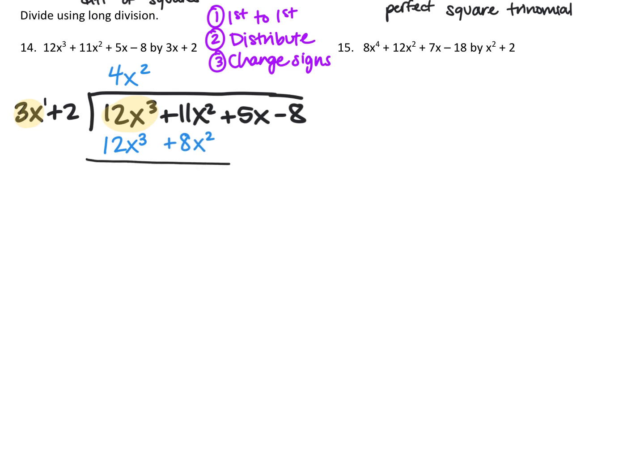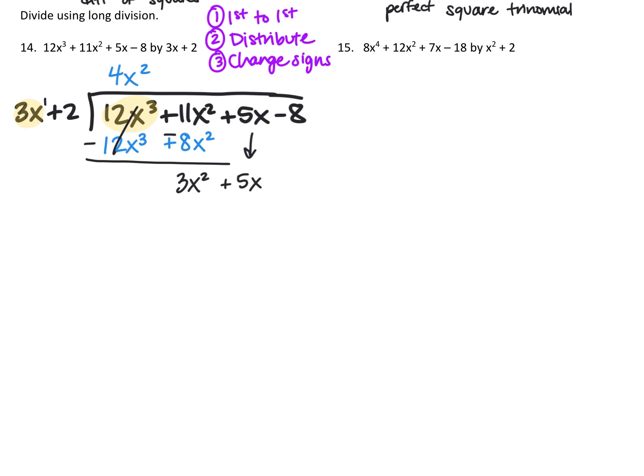Now we draw a line and change signs. The reason I'm changing signs is because I'm subtracting. That cancels out these two, and then I just do this operation here, which is technically adding: 11x squared plus negative 8x squared. So now I've got 3x squared, and I bring down the next term.